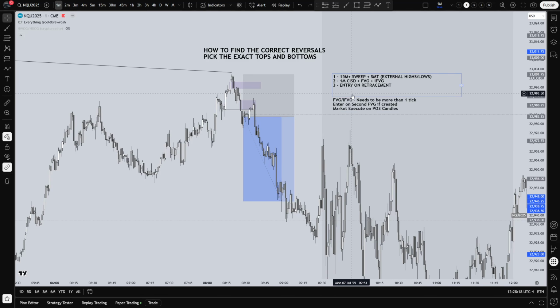A few minor rules: the fair value gap and inverse need to be more than one tick in size. You can enter on the second fair value gap if created, which I'll explain later, and or you would market execute on power of 3 candles, which I'll explain later too.